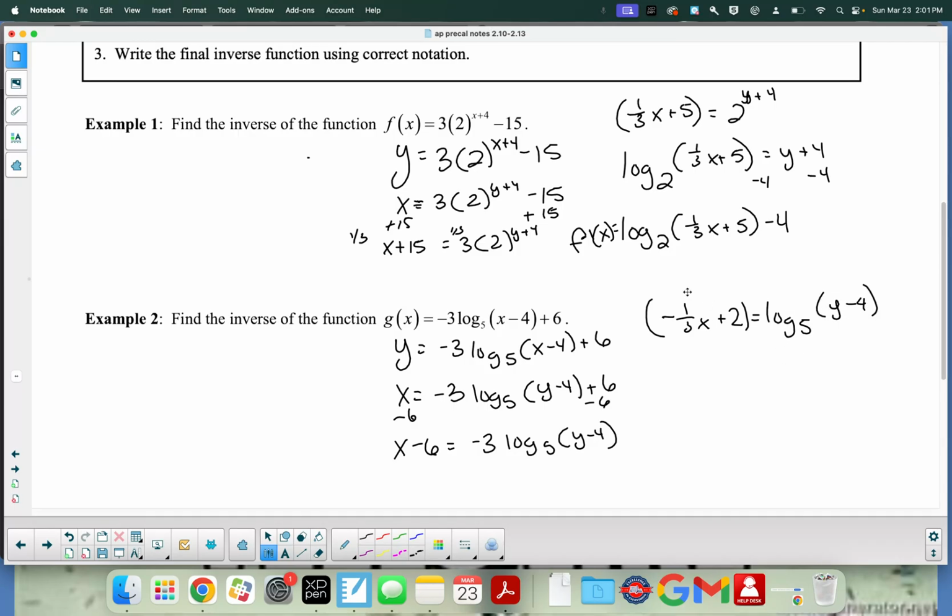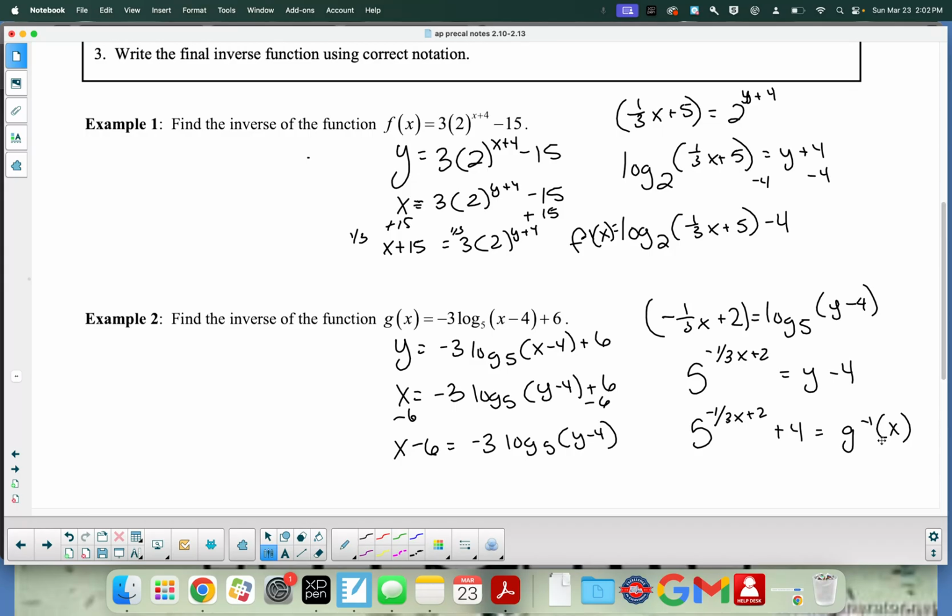So now I'm going to be raising this whole thing as the exponent of my base of 5. So 5 raised to the negative 1/3 x plus 2 equals y minus 4. And then that in effect becomes my vertical translation. 5 to the negative 1/3 x plus 2, plus 4 equals basically now my g inverse of x.